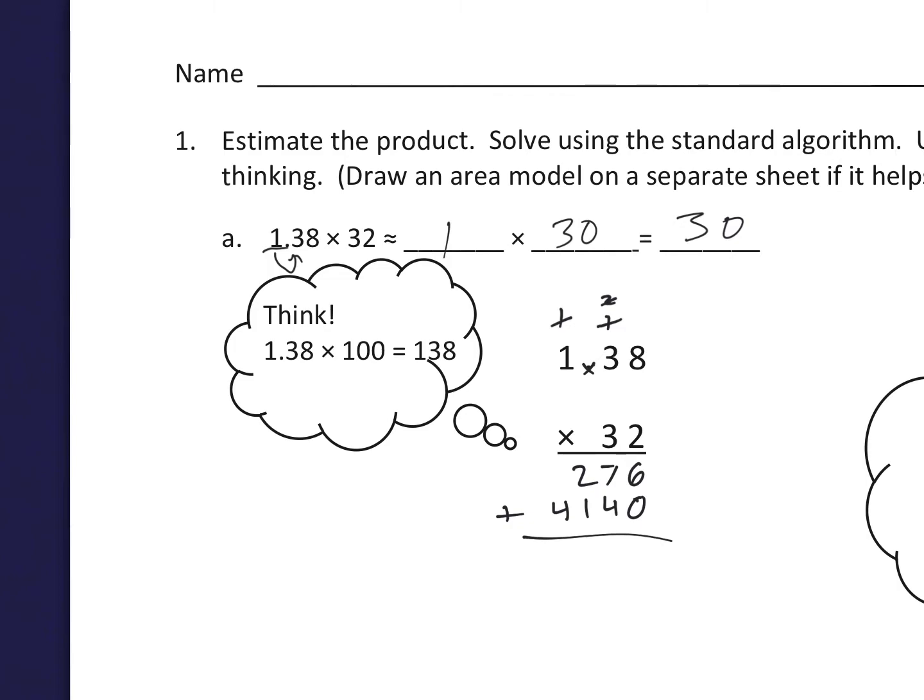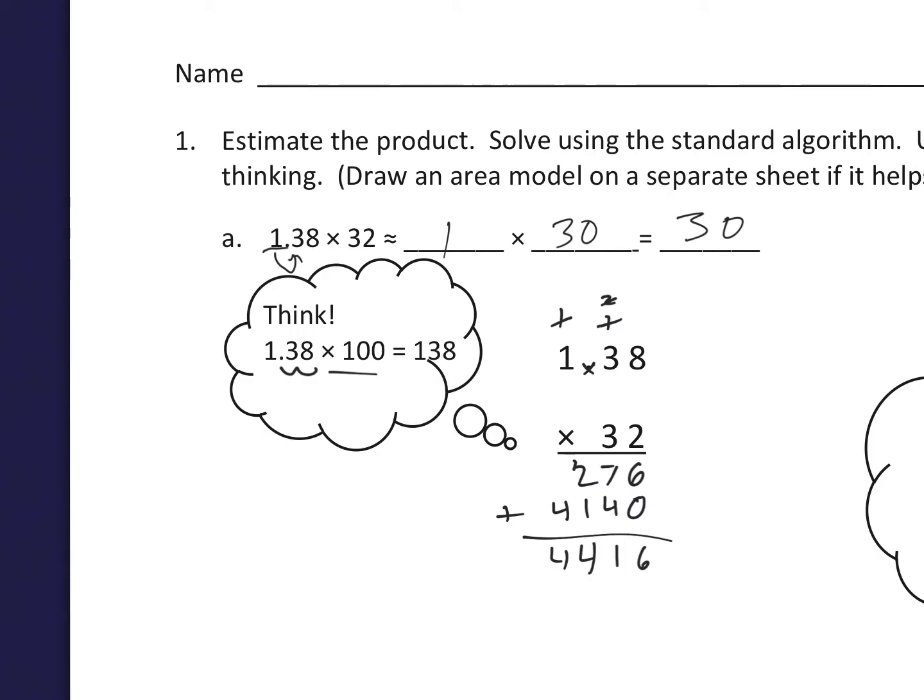And so when we add down, we're going to get 6. 7 plus 4 is 11. Keep the 1. Carry the 1. 1 plus 2 plus 1 is 4. And 4. 4,416. So what we did right here when we treated this like it was a 138 is we basically moved the decimal, we times the decimal by 100. We moved it out of the way to make it an easier number to work with.